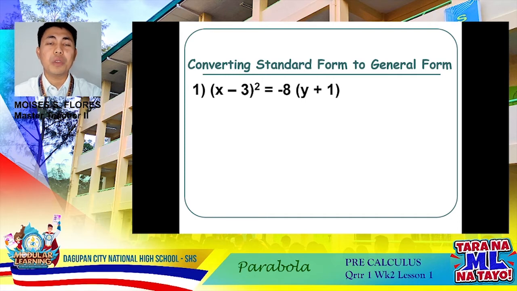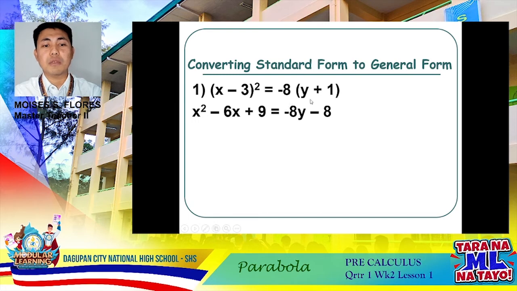We're going to expand the square of the binomial, and on the other side, we're going to apply the distributive property. I guess you know already how to expand a binomial. The expansion of your binomial there is x squared minus 6x plus 9. Once we apply the distributive property on negative 8, negative 8 times y is negative 8y, and negative 8 times 1 is negative 8.